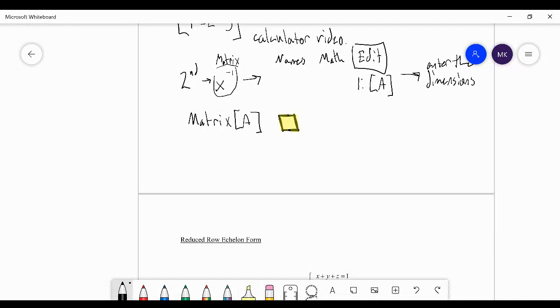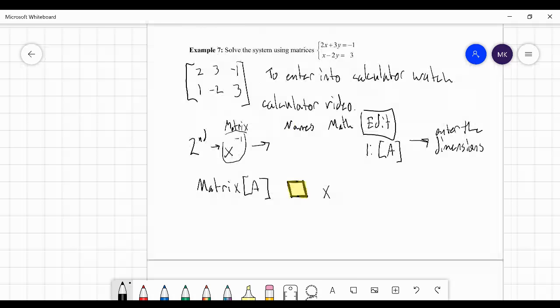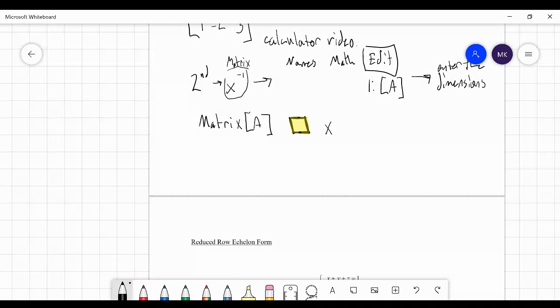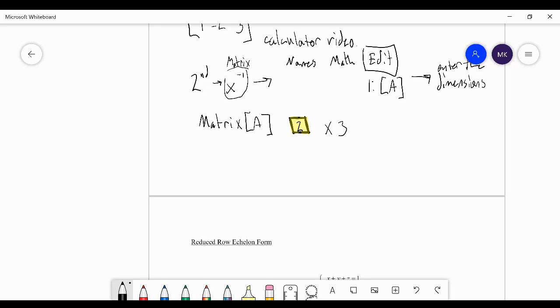Flashing cursor. Okay, and then there should be an X and then a blank spot. Just type in the dimensions. So this matrix is a 2 by 3. So then you should type in here a 2 and then hit enter, and then 3 and enter. And now what you should see on your screen, it should look like this.